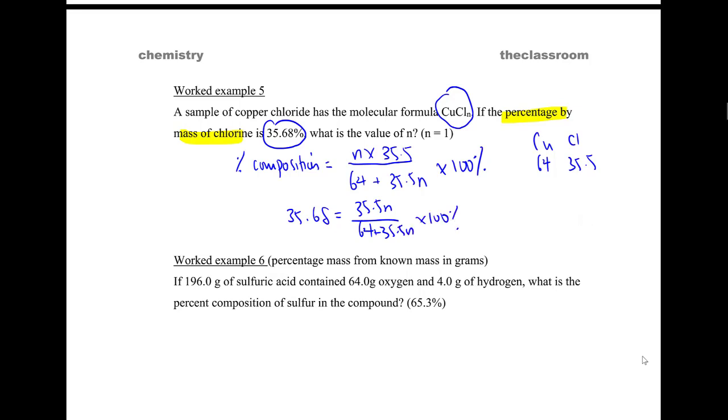Okay. Now, because of a lack of space, I'm just going to do it right here. Change color. So we get 0.3568 to be 35.5 N over 64 plus 35.5 N. Okay. So if you shift things around, you're going to get 0.3568 times 64 plus 35.5 N equals 35.5 N. Alright? Now I'm just going to skip a couple of steps because I'm a bit out of space, 0.3568 times 64 gives 22.8.